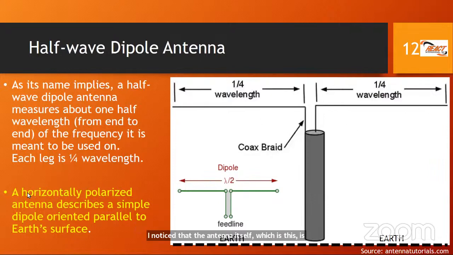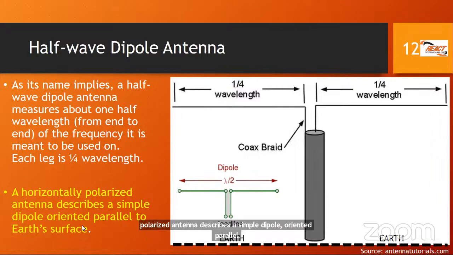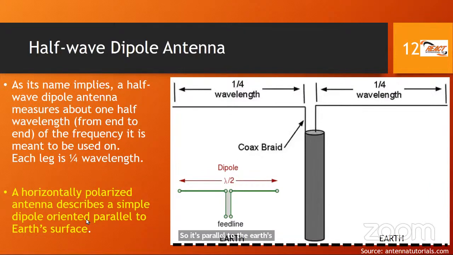So that's what it says here. A horizontally polarized antenna describes a simple dipole oriented parallel, so it's parallel to the Earth's surface. That's all that means here. And it's an exam question, so you need to learn it. Hopefully we have understood what this means by having gone through the previous couple of slides.